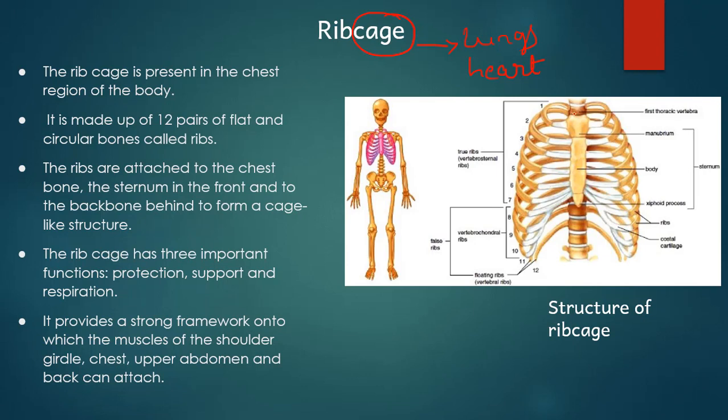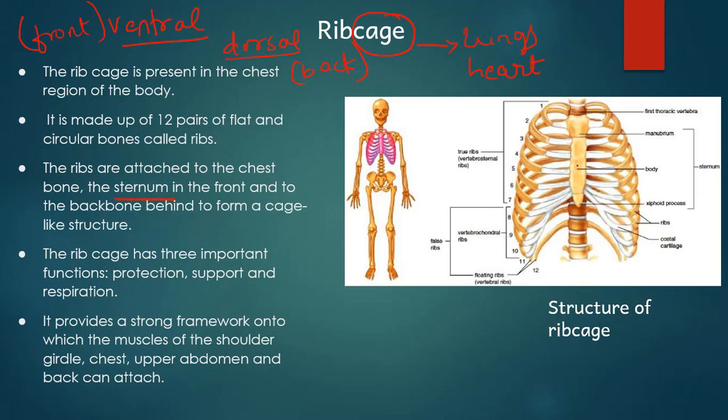Hence, the front side in biology is always said to be the ventral side, whereas the back side is always said to be the dorsal side. Please remember, front in biology is the ventral side, back in biology is the dorsal side. So in the front, in the ventral side of your body, these rib bones are attached to the sternum or chest bone. Sternum is also said to be the chest bone.